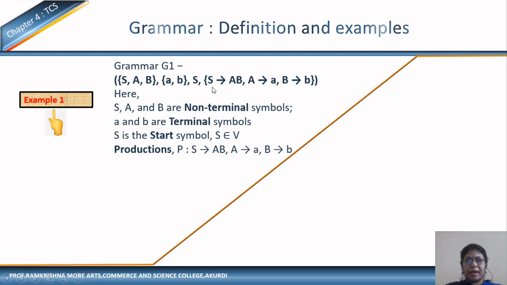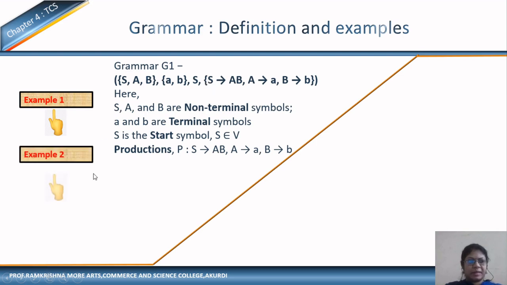Note that the LHS of every production rule has a capital letter in it according to our definition. That is, a non-terminal must be there on the left hand side of the grammar, and on the right hand side you can have any combinations of small letters and capital letters, that is terminals and non-terminals. So these are the productions.